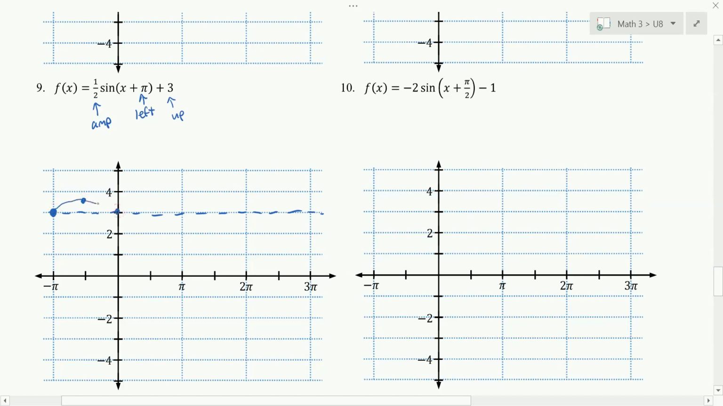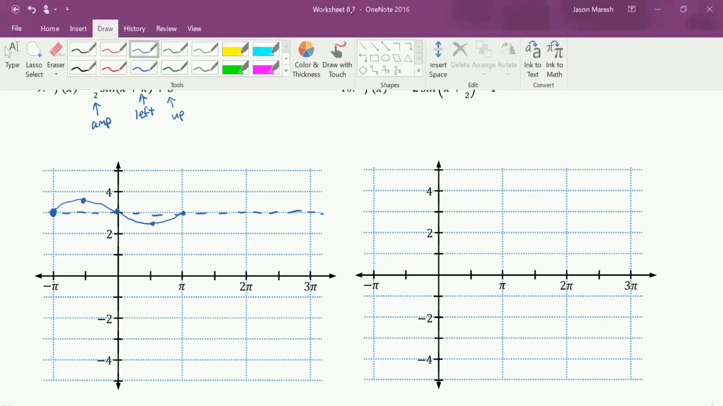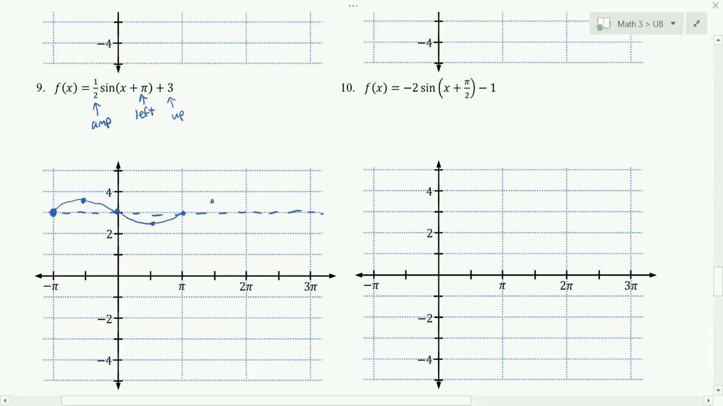Back down to the middle. Below 1/2, so that's like 2.5. Back up. There's one period or pattern of our sine function. And then I'm going to continue that pattern to complete that.